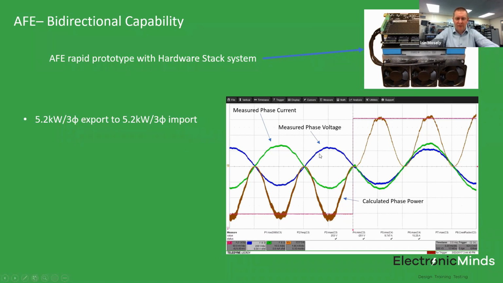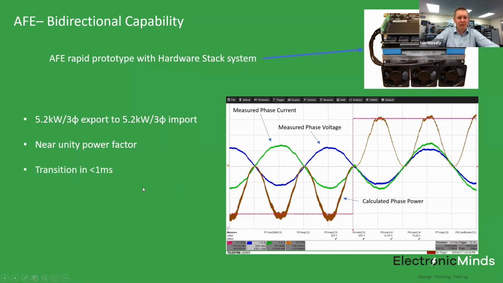The blue line is the phase voltage. We're only showing one of the phases here, but there are 3 in total. On this one phase we're looking at, you can see the blue line is the phase voltage, green line is the phase current, and at the point of transition, you get 180 degrees phase shift in the phase current. The brown line here is the calculated phase power, which is just the product of phase current and phase voltage. So you can see here, in both cases, we're operating with near unity power factor, whether we're importing or exporting. However, look how quickly you can transition between those two.